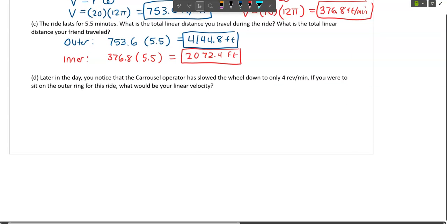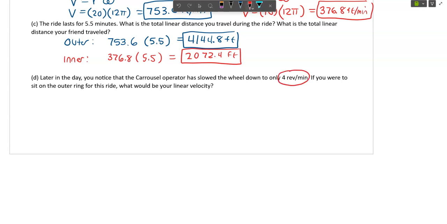All right, final question for this video is, later in the day, you notice the carousel operator has slowed the wheel. We are now slowing it to 4 revolutions per minute. We'll calculate what that is in a split. If you were to sit on the outer ring for this ride, because you know we want to ride on the outer ring, that's the best place to be, what would be your linear velocity? Well, let's figure out what our angular velocity is first. So we have 4 revolutions per minute.